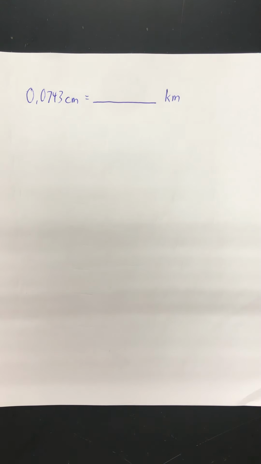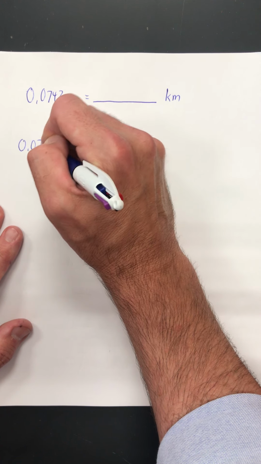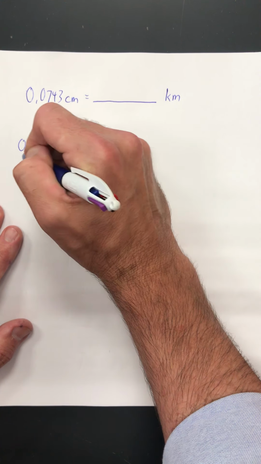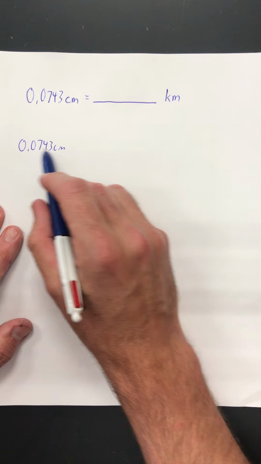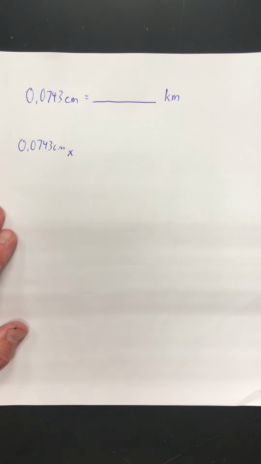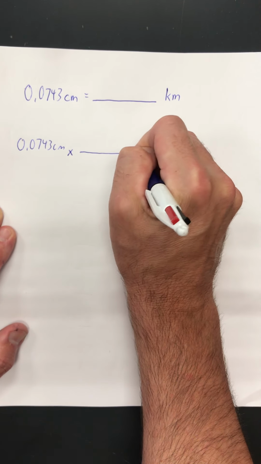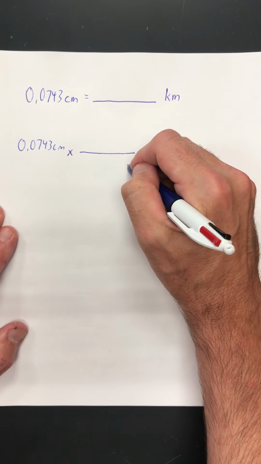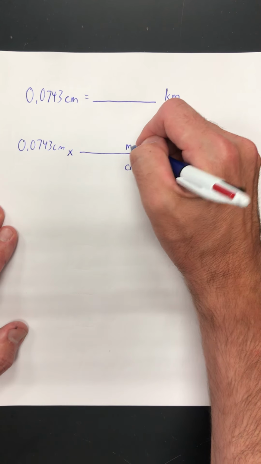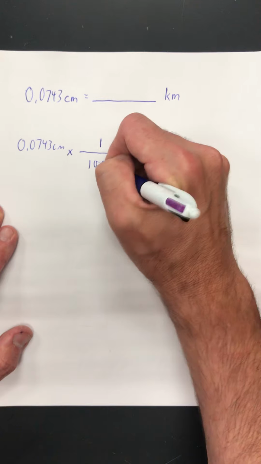Now, one way we can do this is by using what's called the factor label method that you probably learned in chemistry last year. And so that is using proportions in order to do this. So if I have that many centimeters, you could do this in one step. I would tend to do this in two. The first thing I would do is multiply by this to get rid of centimeters. So I'm going to put centimeters down here, and I know a conversion between meters and centimeters. I know in 1 meter there are 100 centimeters.